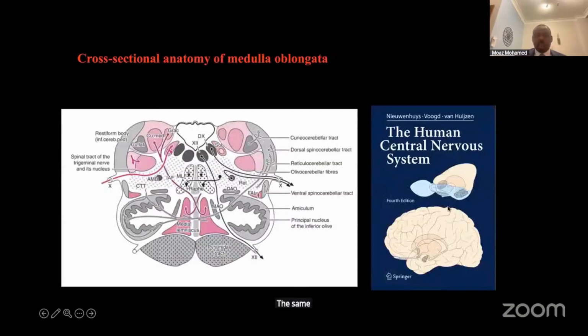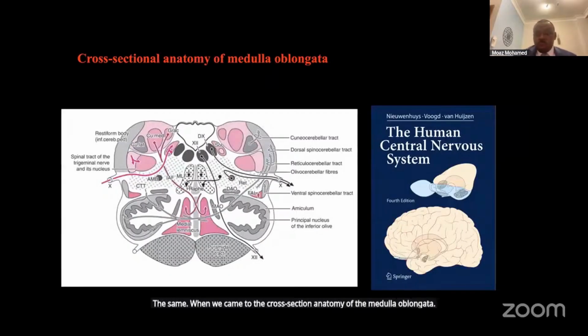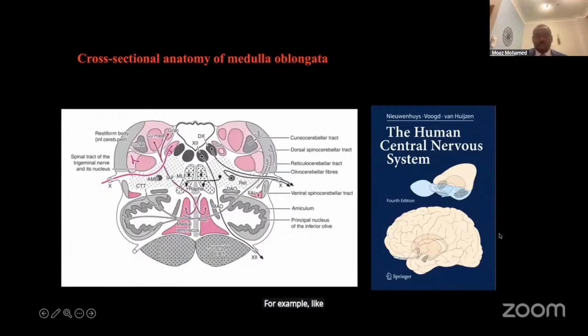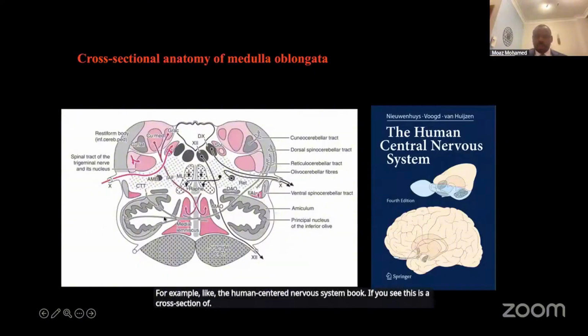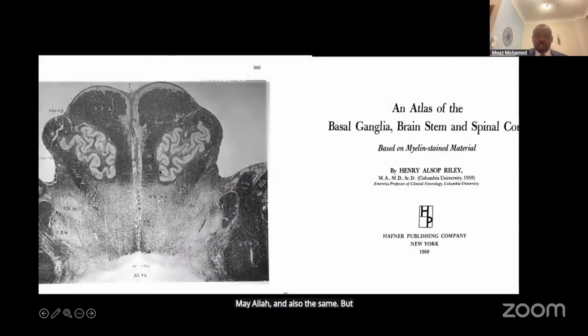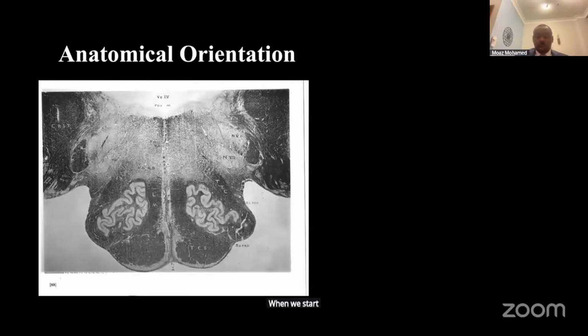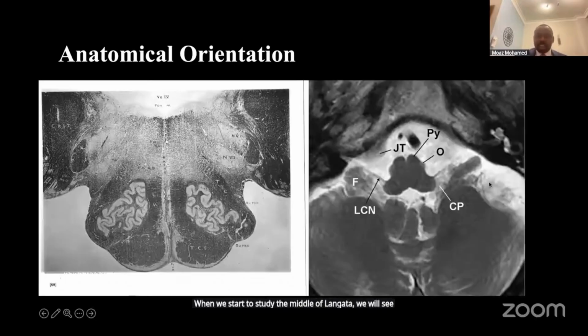The same. When we come to the cross-section anatomy of the medulla oblongata, the most common book that we use to get the anatomical information, for example, the Human Central Nervous System book, shows a cross-section of the medulla, and also the same. But when I started to dissect, Professor Torres told me something very important. When we start to study the medulla oblongata, we will always see that the direction of the MRI is totally different from the direction of the book here.